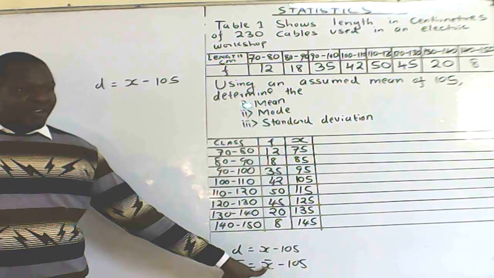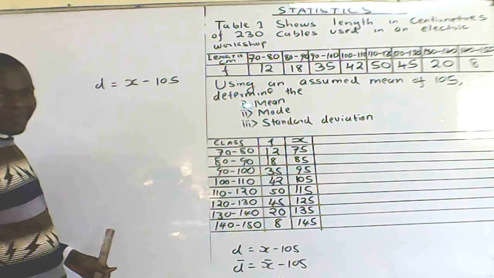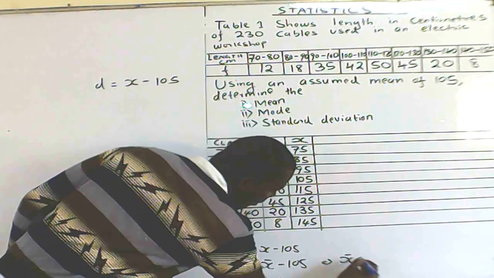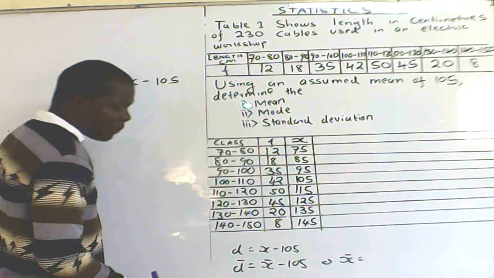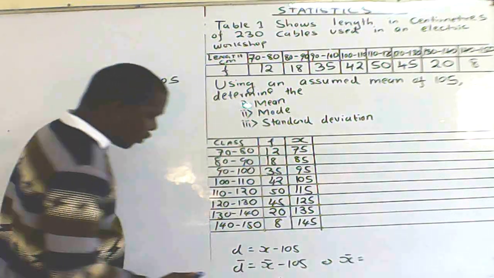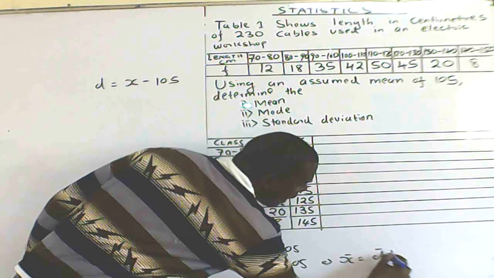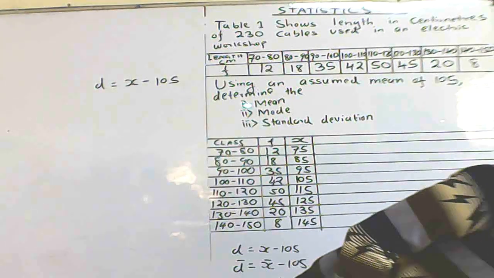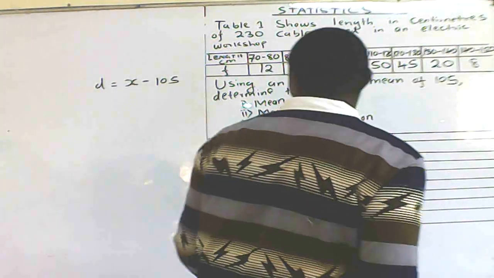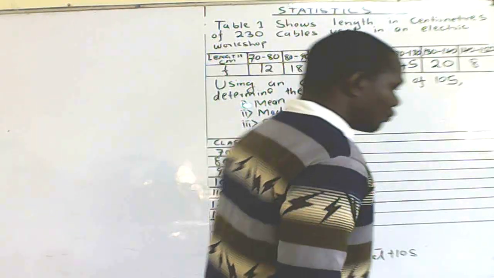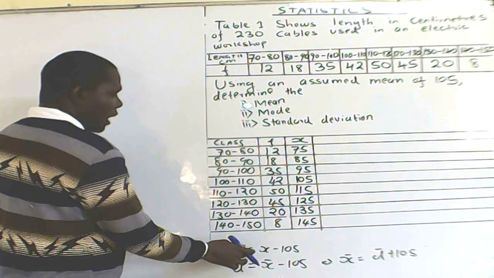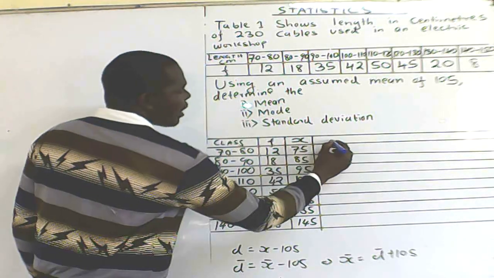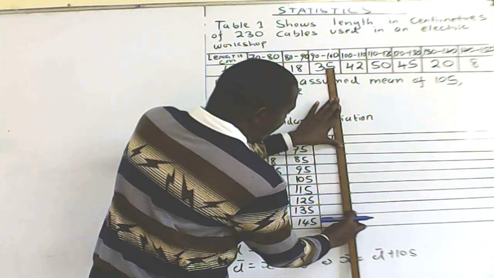For you to get the mean x bar, you make it the subject of the formula. The 105 goes to the other side, so x bar is d bar plus 105. Now we get our d values. It is x minus the assumed, so put in the column of d and get the d values.